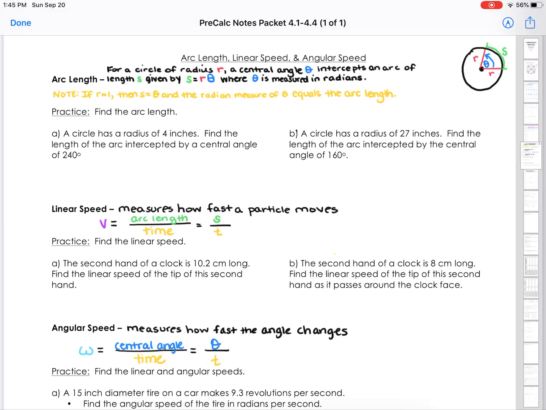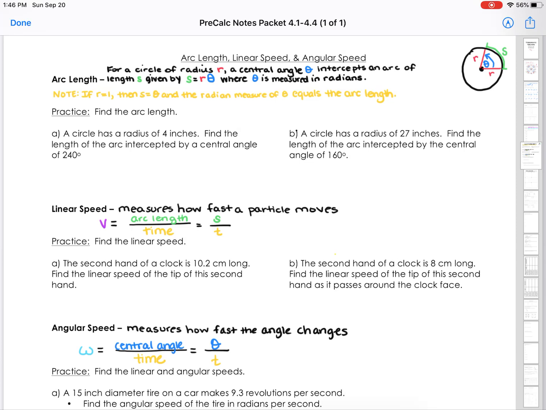Arc length, linear speed, and angular speed. So for arc length, for a circle of radius r, a central angle theta intercepts an arc of length s given by the formula s equals r times theta, where theta is measured in radians.